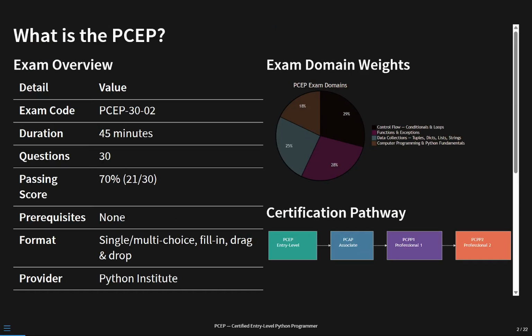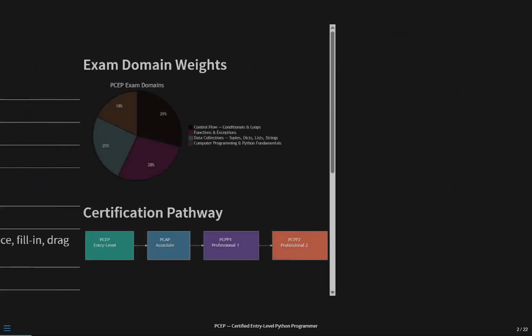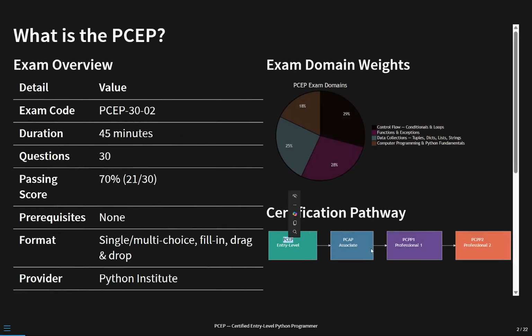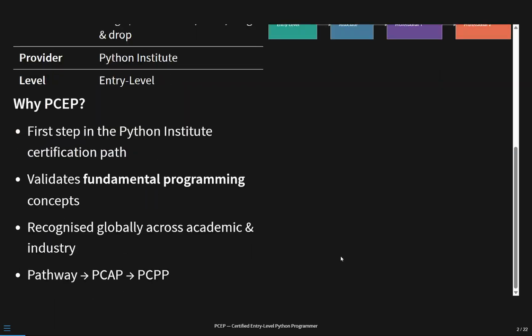The certification pathway diagram shows where PCEP fits. It's the entry point. PCEP leads to PCAP, the Certified Associate. PCAP leads to PCPP Level 1, then Level 2. Each level builds on the previous. The PCEP is your foundation. Get it right here, and every subsequent level becomes easier.